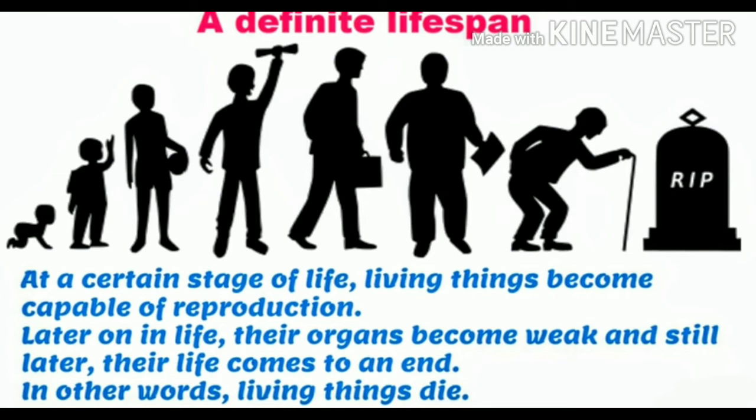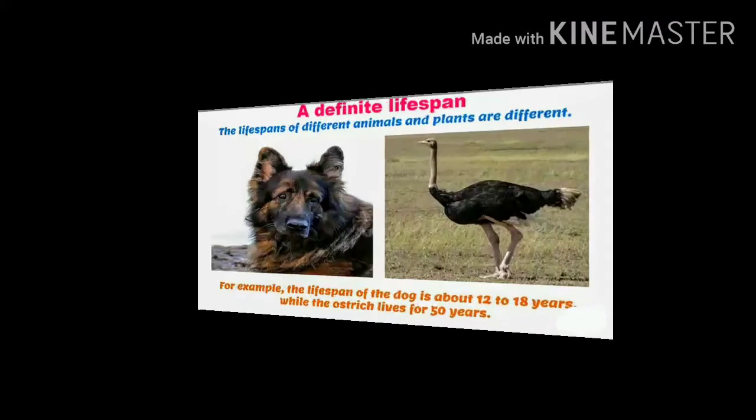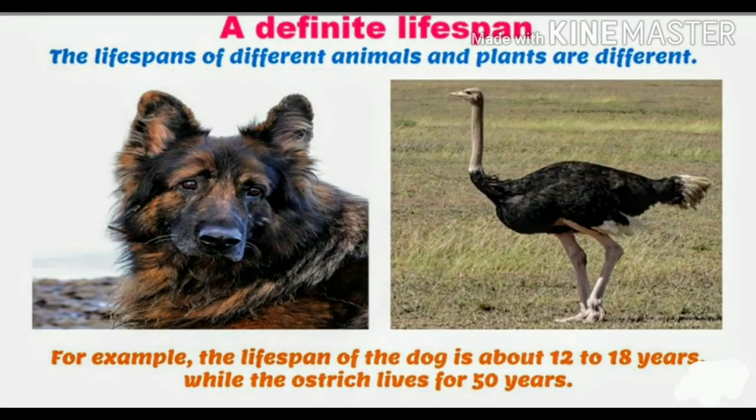So the stage or the number of years that a living thing lives from birth to its death is called the lifespan. The lifespans of different animals and plants are different. For example, the lifespan of the dog is about 12 to 18 years, while the ostrich lives for 50 years. Okay students, hope you are clear with the definite lifespan.